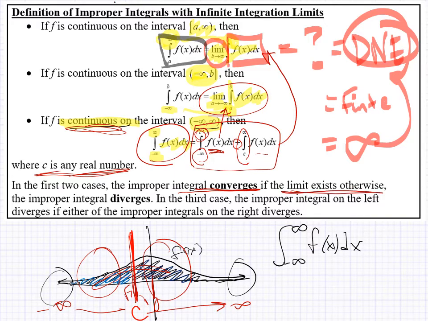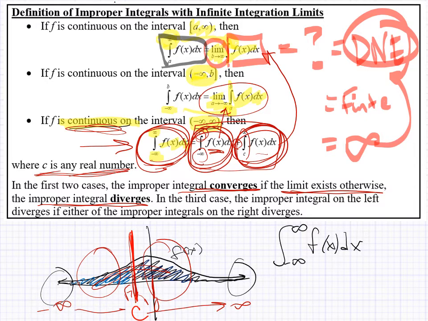And if the limit doesn't exist, we say the integral diverges. Now, in this third case here, we get two different integrals for this single integral. So in order for this integral to converge, both of these integrals here have to converge.